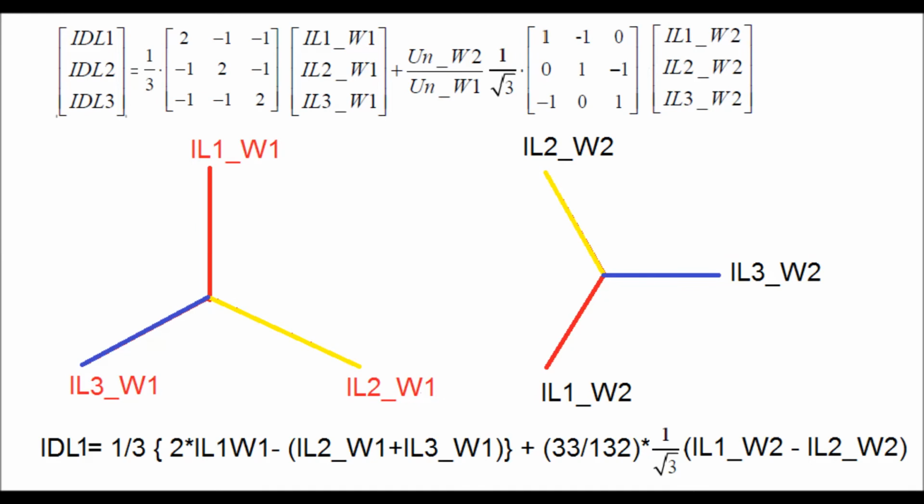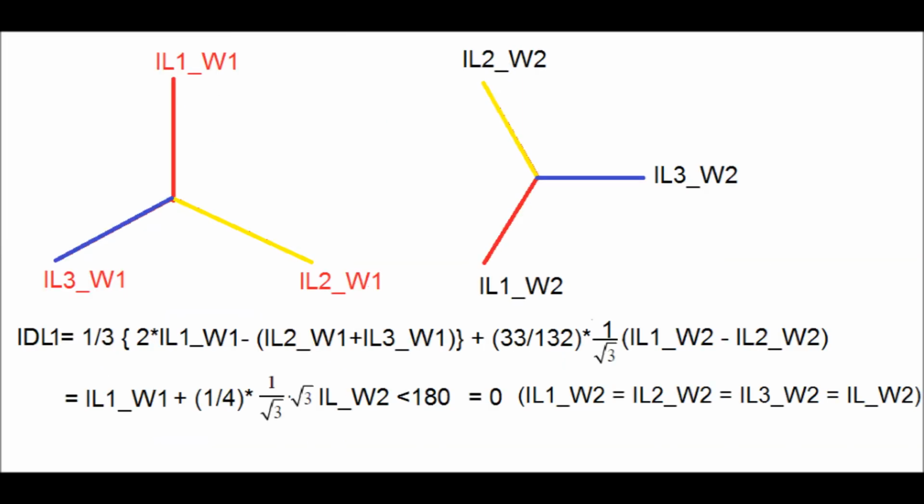So as per the equation, IDL1, that is the differential current for red phase, is given by 1/3 of (2 IL1 W1 minus IL2 W1 plus IL3 W1) as per the equation above, plus 33 by 132, where 33 is UN W2, the rated phase to phase voltage in the LV side winding, and 132 is the rated phase to phase voltage in the HV side winding, that is UN W1, into 1 by root 3 into (IL1 W2 minus IL2 W2) as per the equation above, that is the red phase current minus the yellow phase current.